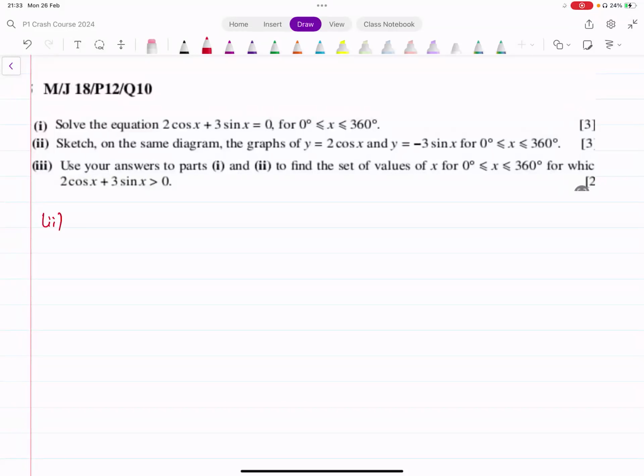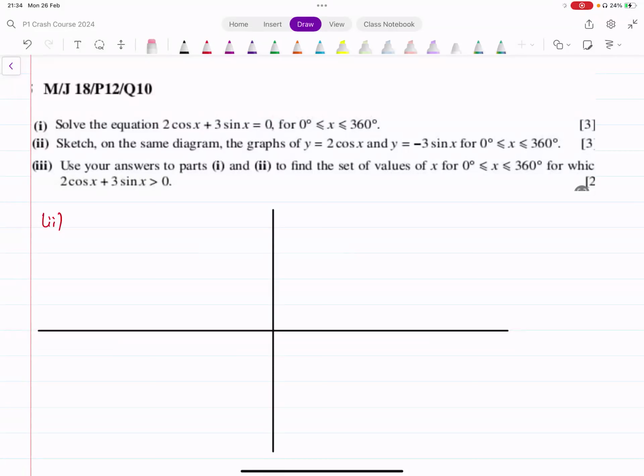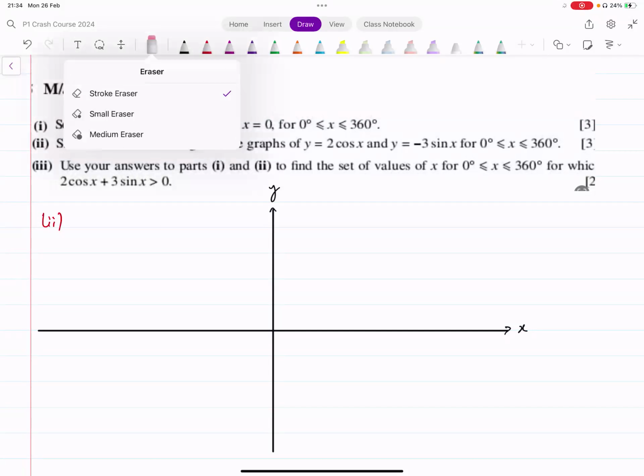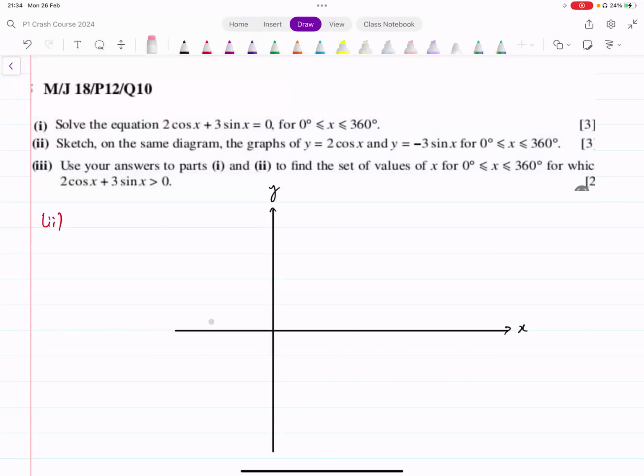Sketch in the same diagram the graphs of y equals 2 cos x and y equals minus 3 sin x for x between 0 and 360. So remember what we discussed for this. How are you going to draw these graphs? Just put these functions in the table function on your calculator. You will get some points. Just plot those points and join them using the shape that you remember for sine and cos.